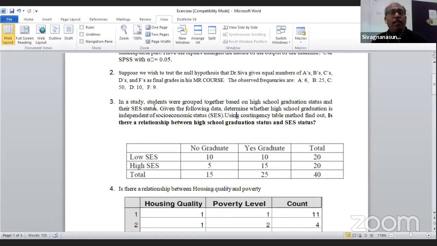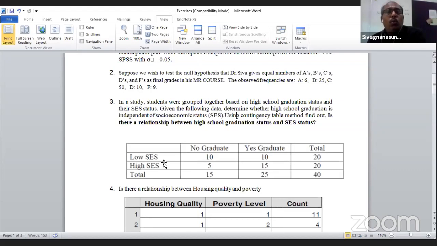Do you understand the problem? Whether a person is a graduate or not, and what their socioeconomic status is. Based upon that, we create a contingency table. Of the total sample of 40, no graduate is 15, graduate is 25. And people coming from low socioeconomic status is 20, high economic status is 20. This is the distribution. I want to find out whether there is a relationship between high school graduation and economic status. This is the test I have to do.